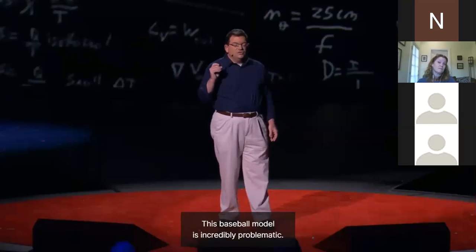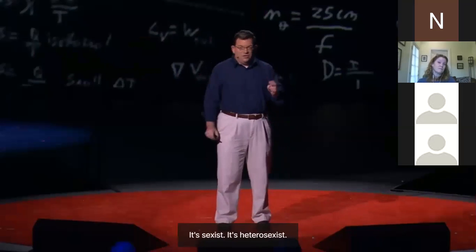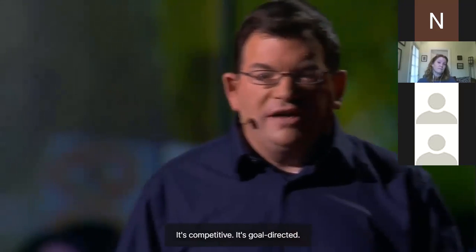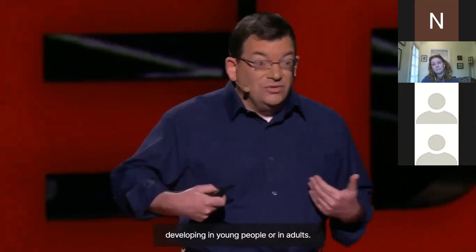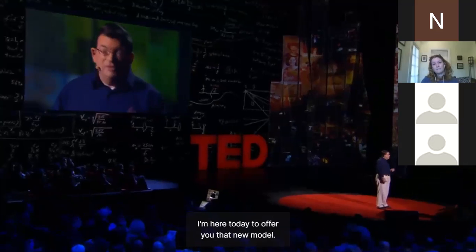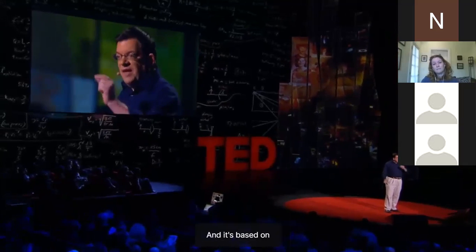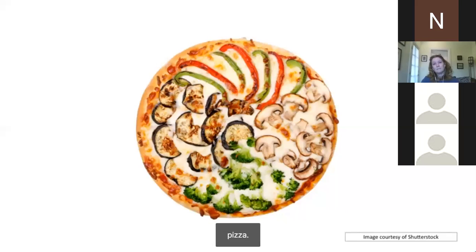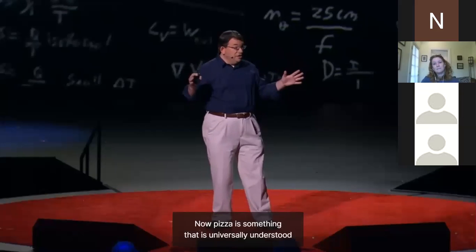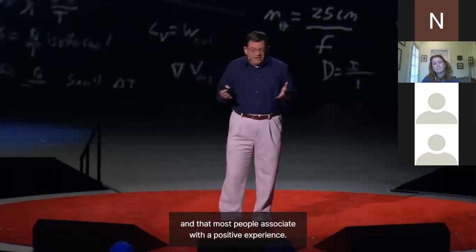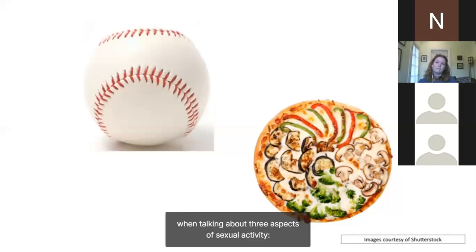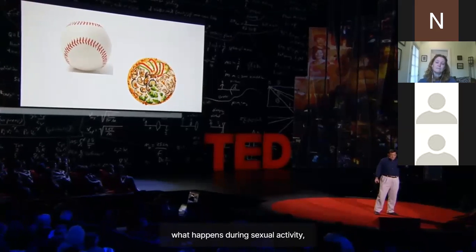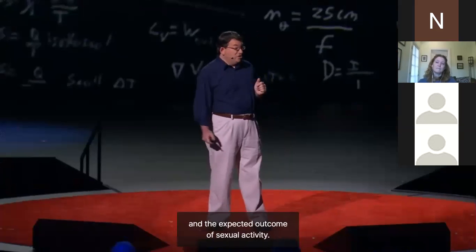This baseball model is incredibly problematic. It's sexist, it's heterosexist, it's competitive, it's goal-directed, and it can't result in healthy sexuality developing in young people or in adults. So we need a new model. I'm here today to offer you that new model, and it's based on pizza. Now, pizza is something that is universally understood and that most people associate with a positive experience. So let's take baseball and pizza and compare it when talking about three aspects of sexual activity: the trigger for sexual activity, what happens during sexual activity, and the expected outcome of sexual activity.